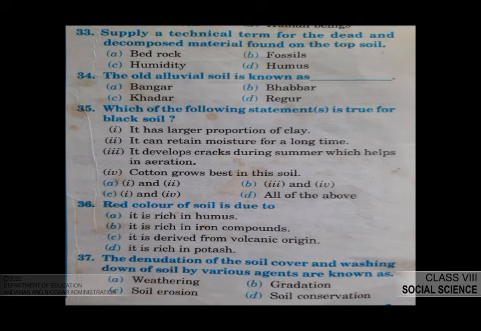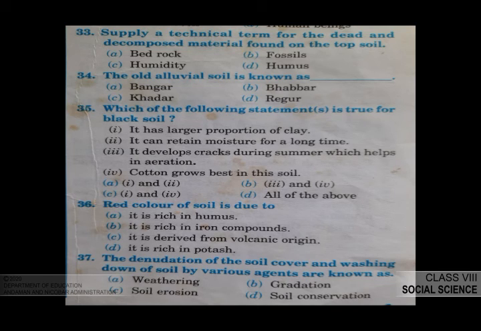The next question is, which of the following statements is true for black soil? Your options are, first, it has larger proportion of clay. Second, it can retain moisture for a long time. Third, it develops cracks during summer which helps in aeration. And fourth, cotton grows best in this soil. Your options are first and second, third and fourth, or first and fourth, or all of the above.